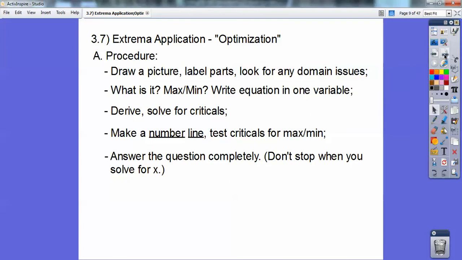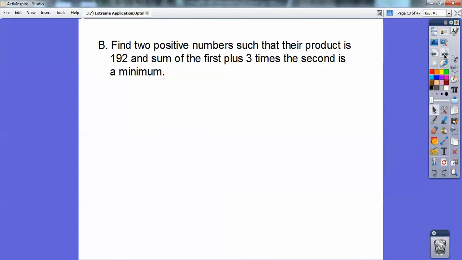So don't stop when you just solve for x. Always make a number line and answer if it's a max or a min, and then just answer the question. Here's one. Find two positive numbers such that their product is 192 and the sum of the first number plus 3 times the second is a minimum.